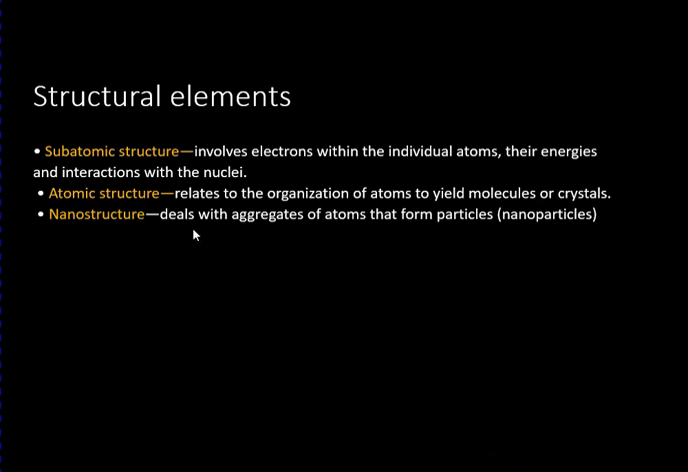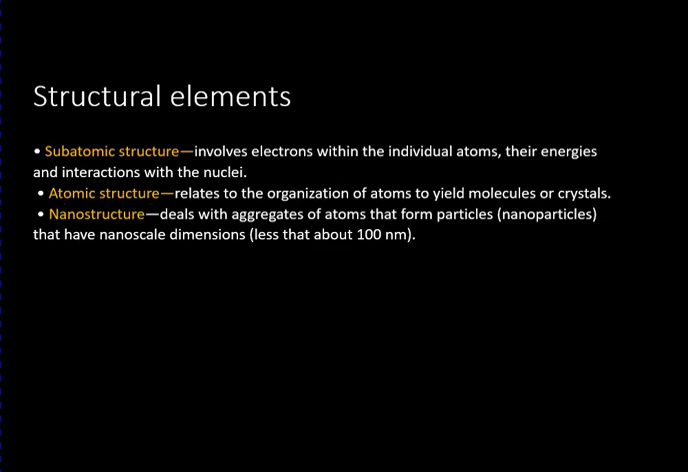In nanostructure, we deal with the aggregate of atoms to form particles. As we go down, the size actually increases. For the nanostructure, we are looking at aggregates. The aggregate of atoms should be such that it has a nanoscale of less than 100 nanometers. This simply means that if I have a group of atoms, the aggregate of atoms, depending on how many atoms I'm looking at, I can have a nanostructure.